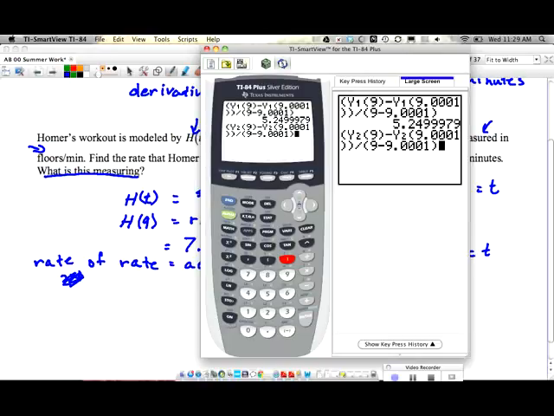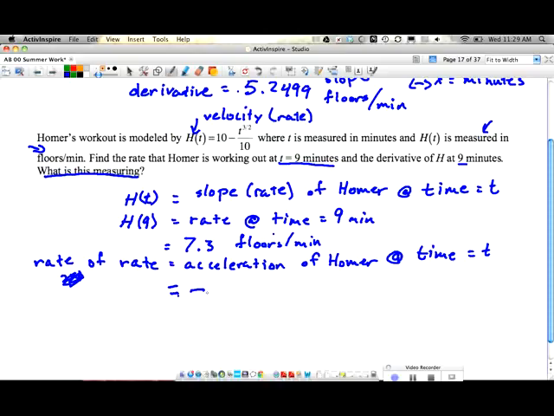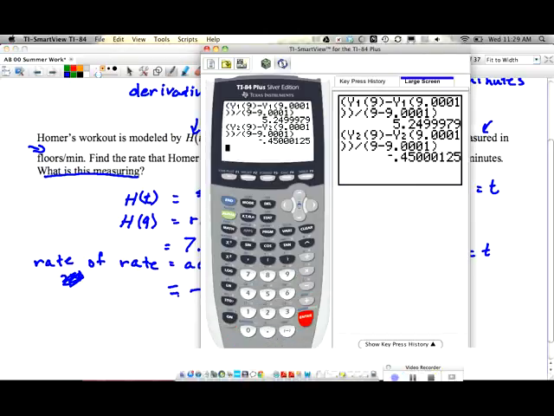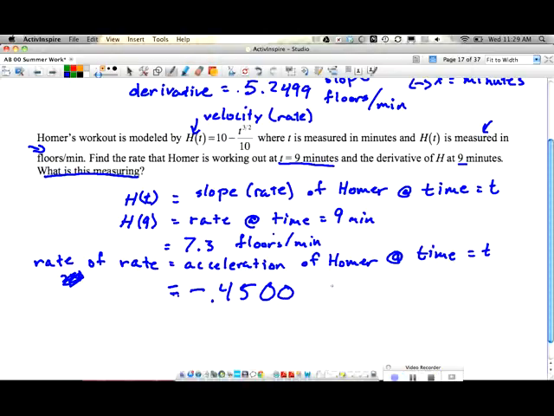It's -0.45. So this equals negative 0.45. Now here's where it gets a little bit different in the units. It's not floors per minute, it's floors per minute squared. Acceleration is pretty much always going to be something where your units in the bottom are squared and your units in the top stay the same.